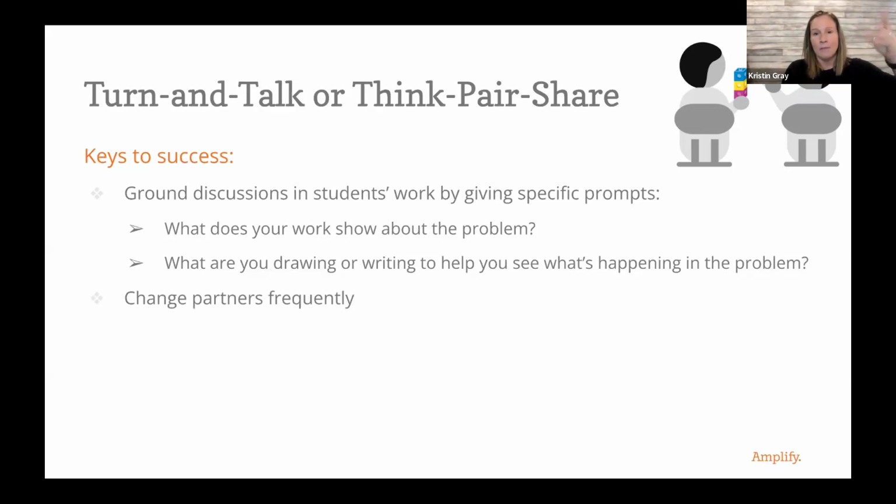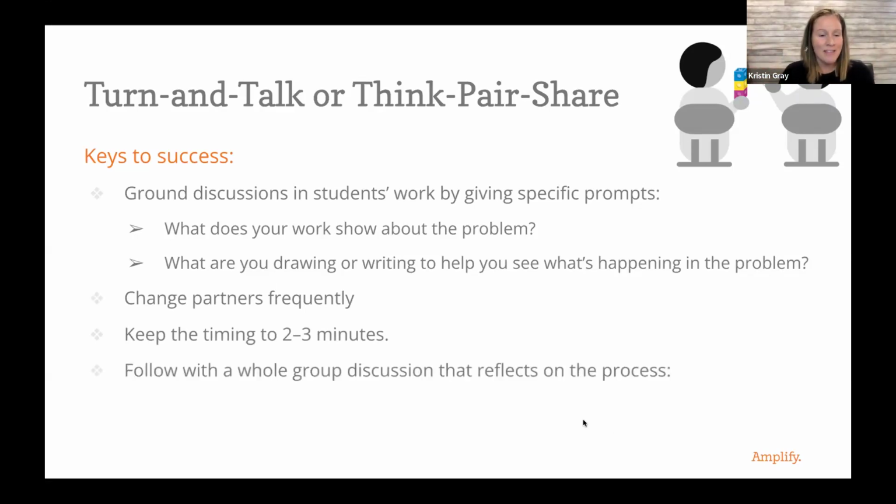Again, A and B, those two students in that image, if they talk to each other and we're not switching seats a ton, the variation of ideas might be pretty narrow. So we want to make sure that we change partners frequently. Keep the timing to 2 to 3 minutes. We know that sometimes the longer we go, the more off course the conversation goes from the math.